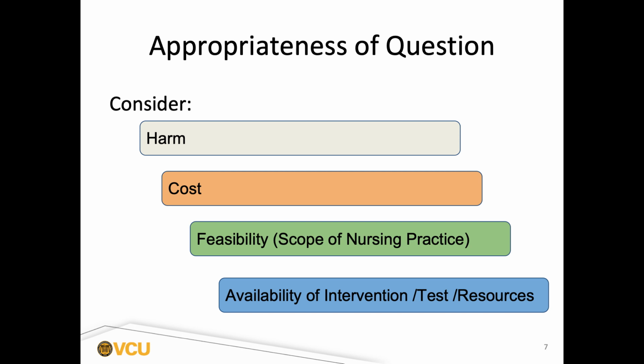A fourth piece is availability of resources. If the test or intervention is not something that is available, or if there's not enough manpower in order to address that problem, you may be wasting your time, at least at this point.